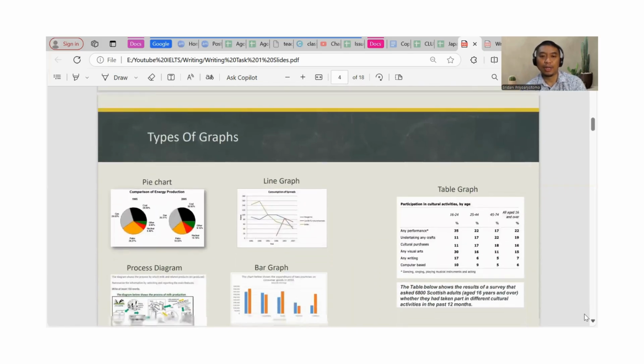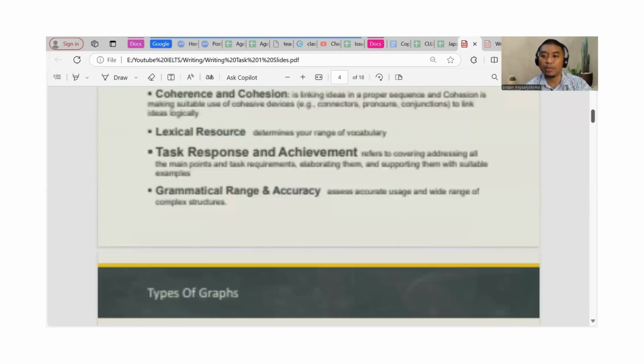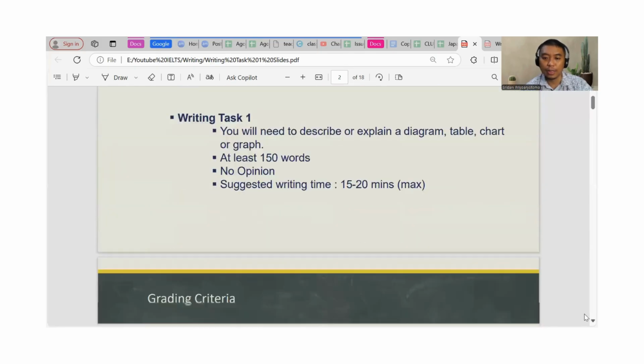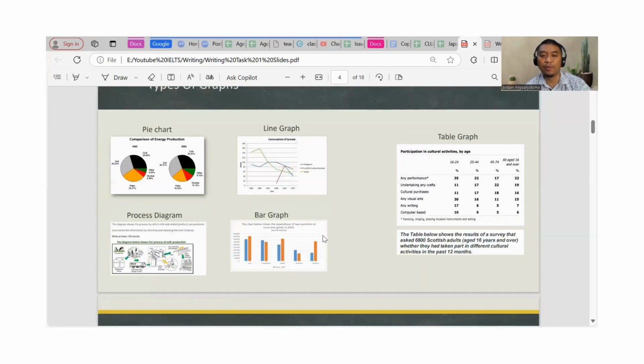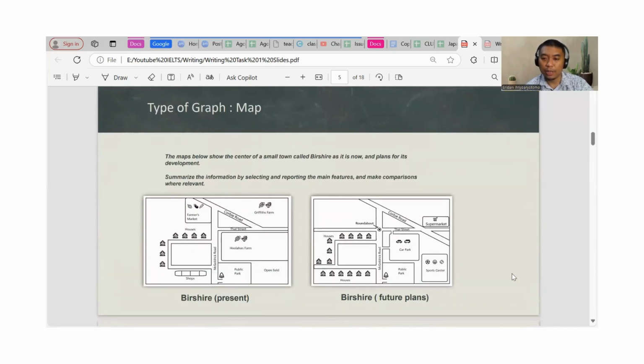Next slide. Types of graphs. So how many graphs are going to be tested? Basically, there are a few types. Mentioned in here will be pie chart, line graph, bar graph, process diagram, and table graph. So you will be seeing one of these in your test later on. And make sure that you prepare yourself for any surprises and circumstances.